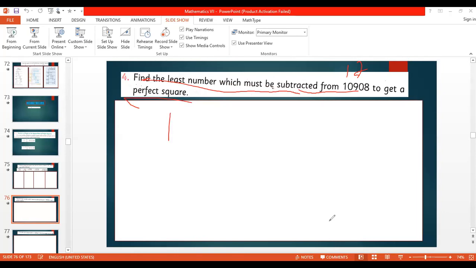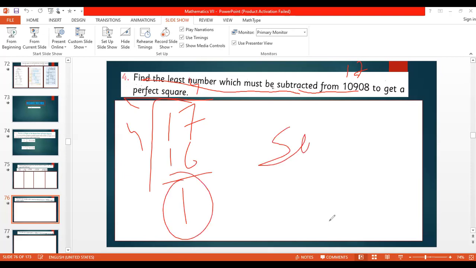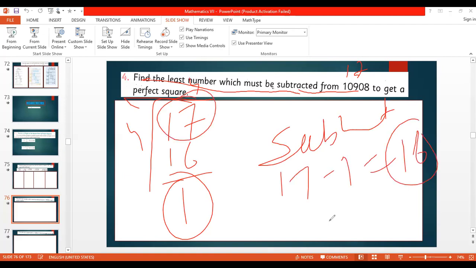So 17. How will you do it? You just do this: 4 fours are 16. So this is 1. If we subtract this 1 from that, you will get a number and that will be a perfect square, that is the square of 4.